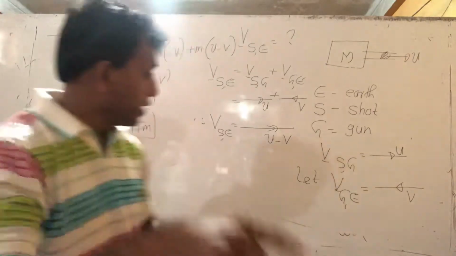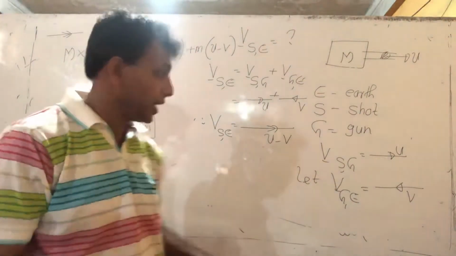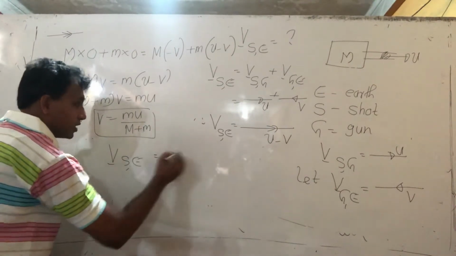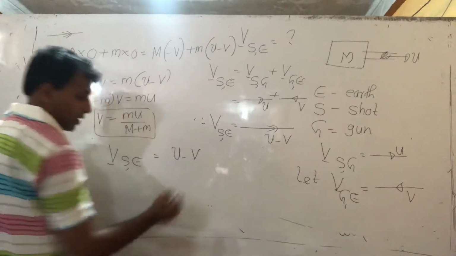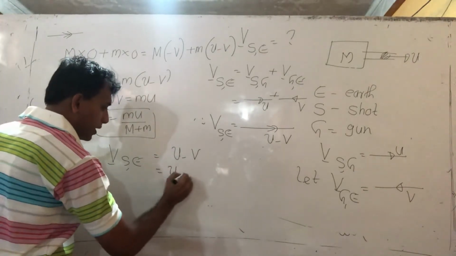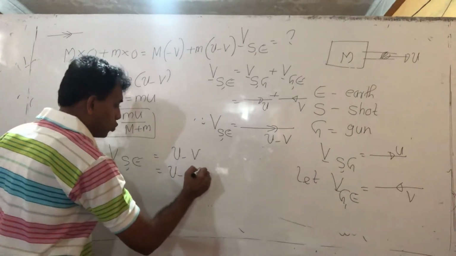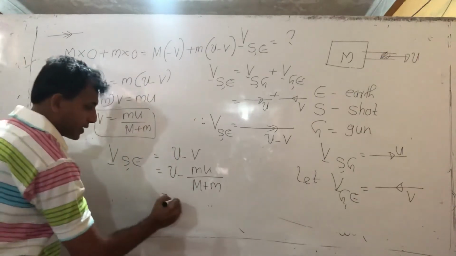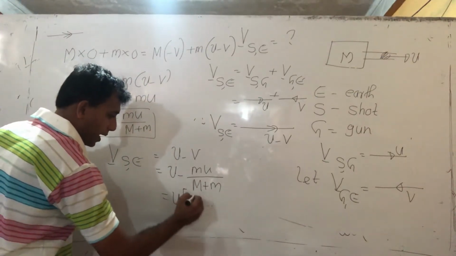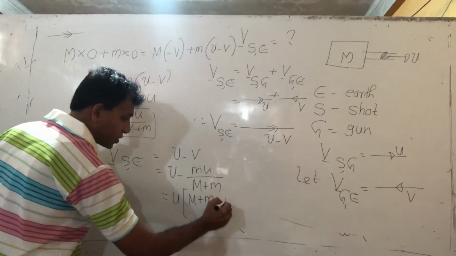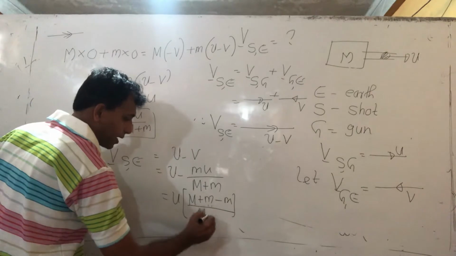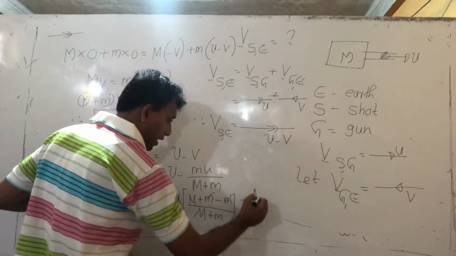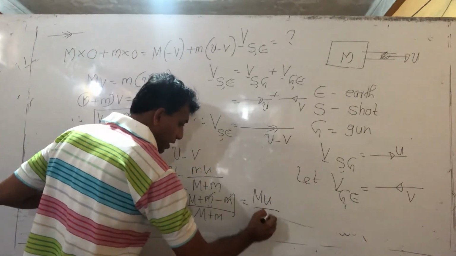The answer is given. Now go to this velocity of the bullet, okay? That is velocity S comma E, what is that? U minus V. So U minus, you know the V answer, mu over capital M plus small m. Now simplify that, take the U out, capital M plus small m minus small m over capital M plus small m. So what is that? The m cancels, okay? Therefore capital M over U, capital M plus small m.